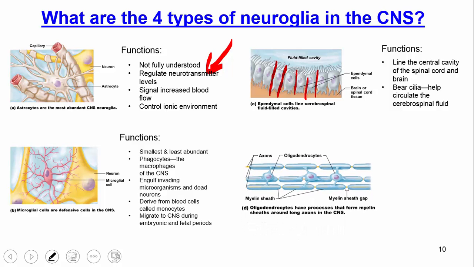And then finally, the fourth type of neuroglial cell in the central nervous system is something called an oligodendrocyte. And really what these do is they help produce the myelin sheath around the axons of neurons. But they do it in the central nervous system. So there's two types of cells that do this. The oligodendrocytes do it in the central nervous system, whereas something else called a Schwann cell, you'll see it on the next slide, does it in the peripheral nervous system.